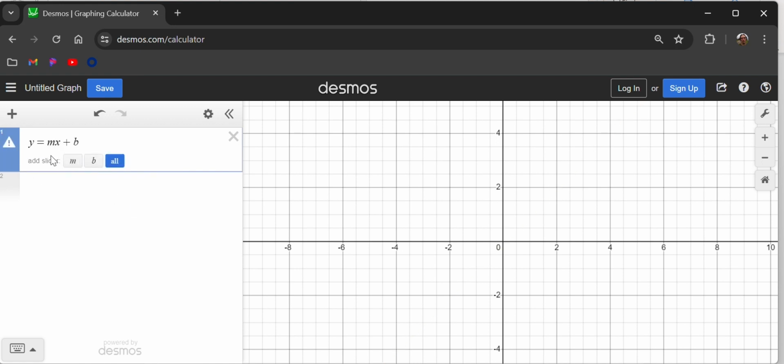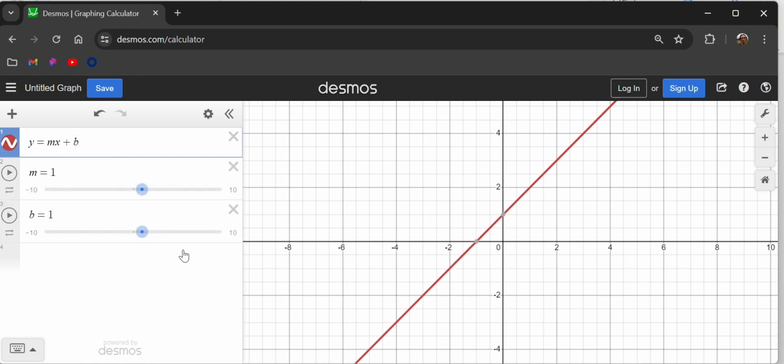And notice it prompts you, do you want to add a slider? Let's add all of them. And let's see what this just did for us. So it picked a value for m of 1. It picked a value for b of 1. And it's given us a slope of 1 and a y-intercept of 1.